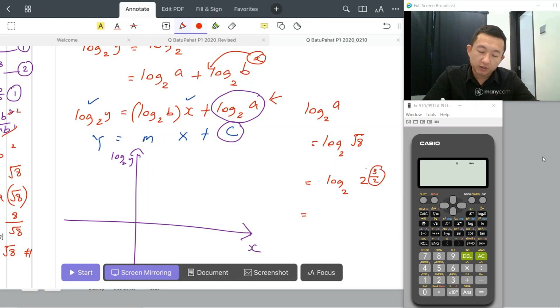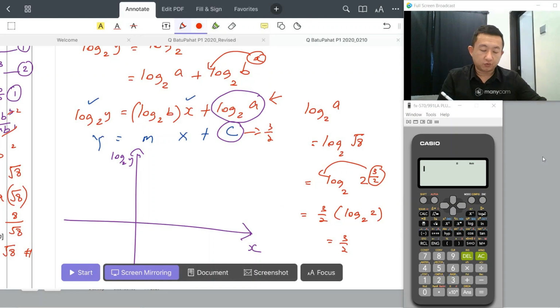And then this one, you can put it in front. You can have 3 over 2 log 2, 2. So log 2, 2, 1. So the answer 3 over 2. So C equals to 3 over 2. I can draw the graph already.